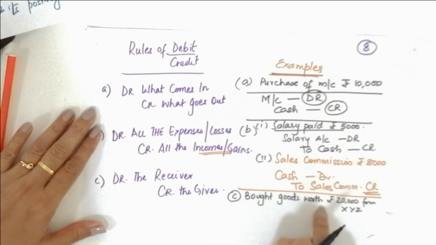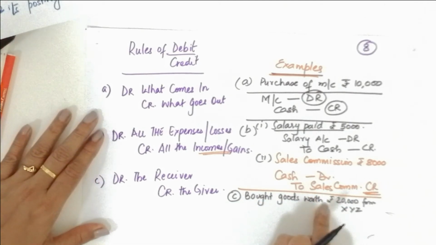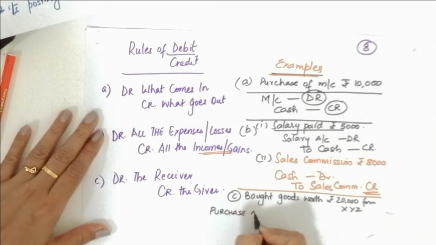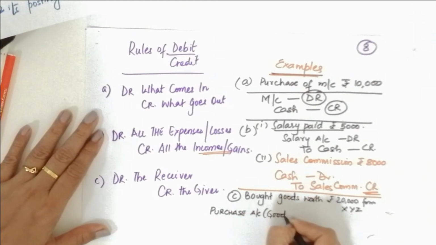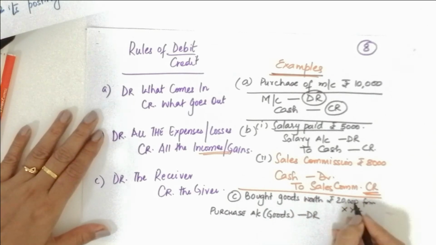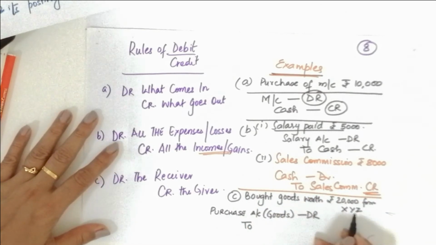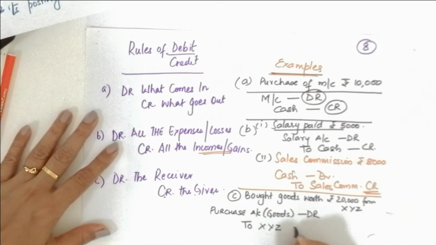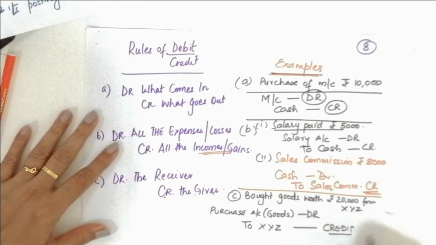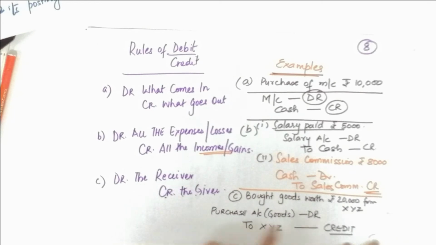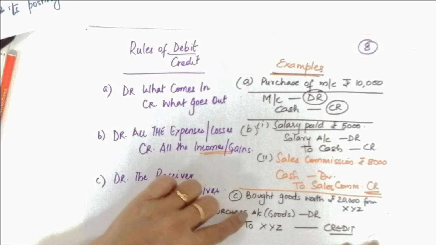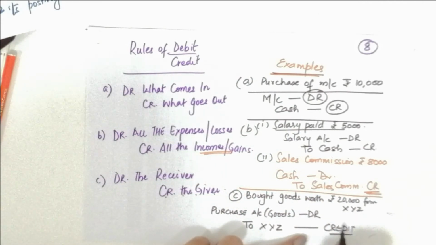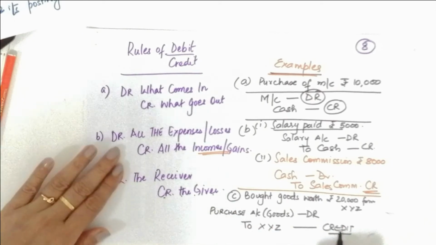So again I will say, what's coming in here now? My goods. So I will say purchase account, or I will say goods. For your easy understanding, I will debit it with 20,000. And who is giving it to me? XYZ, credit the giver. So I'll say to XYZ credit. Did we understand? Purchase account debit, because I'm going to debit what is coming in, or goods account debit. XYZ is giving me, credit the giver. The same thing can be done.